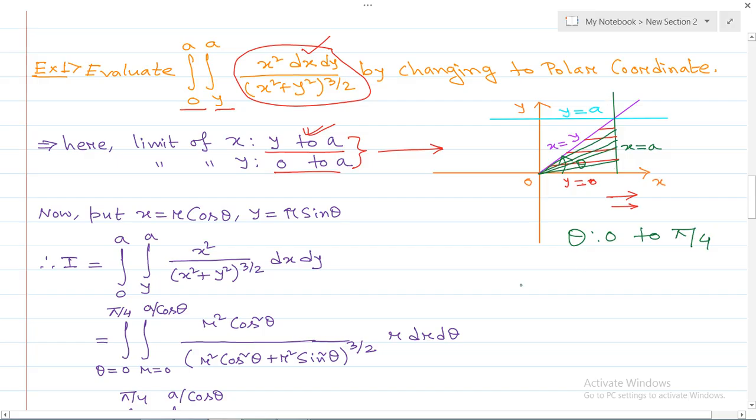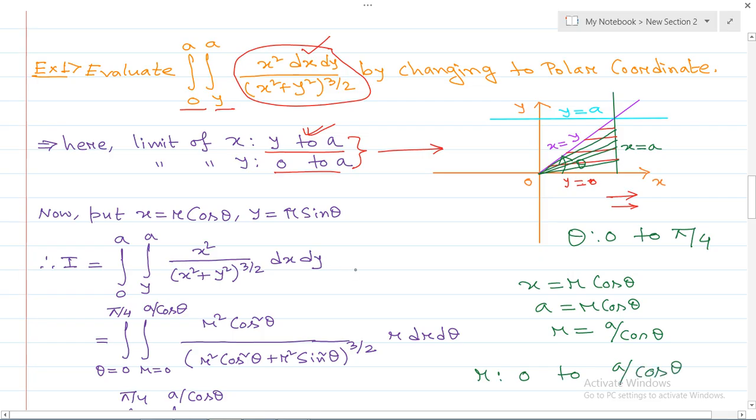So what is our x in terms of r and theta? x equal to r cos theta. Along the line x equal to a, it becomes a equal to r cos theta. So the value of r comes in terms of theta, so it becomes a variable limit here, that is a upon cos theta. So r will start from 0 and go maximum up to a upon cos theta. We can write the limit of r as 0 to a upon cos theta.